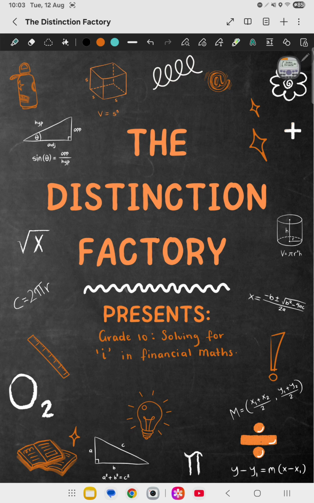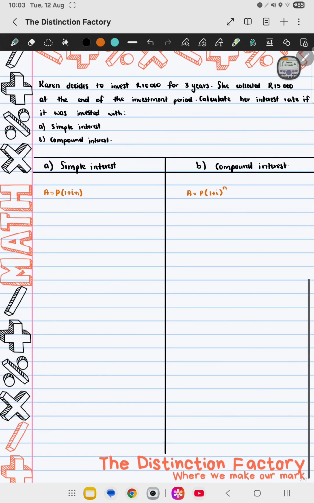And today we are going to be tackling a grade 10 financial maths question which asks us to solve for I, representing our interest rate. So down here I've got a little question. It says that Karen decides to invest 10,000 Rand for 3 years and she collected 15,000 at the end of the investment period. So they want us to calculate her interest rate if it was A, simple interest, and B, if it was compound interest. So our formulas should be learnt off by heart by now, and we can go ahead and get our variables that we can substitute in.